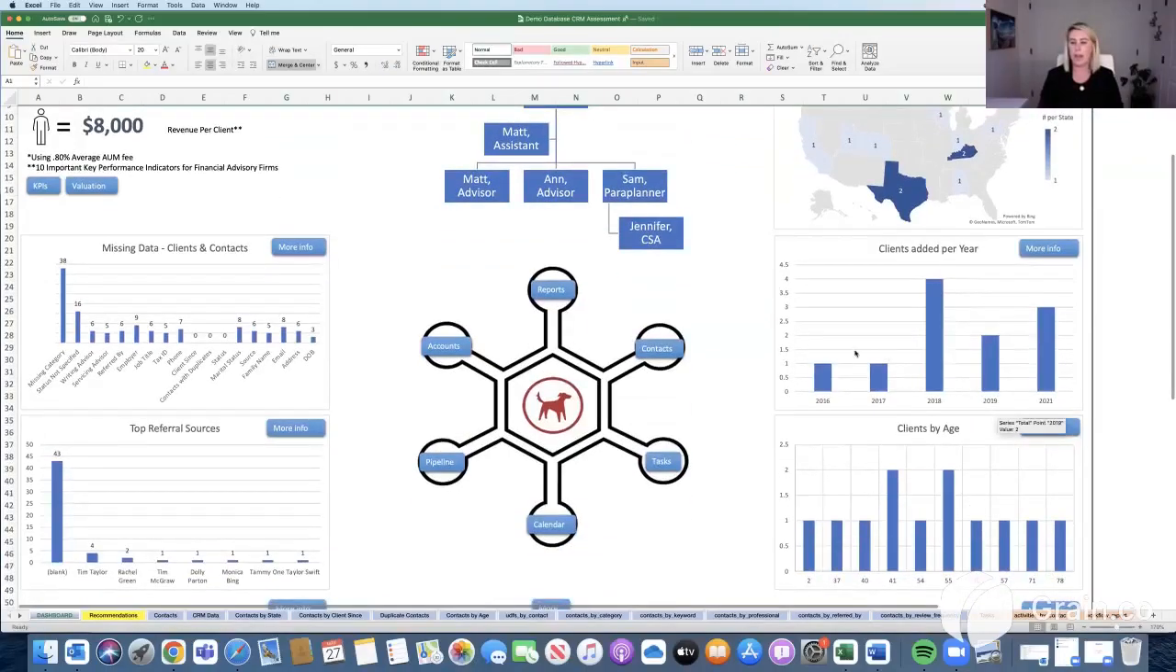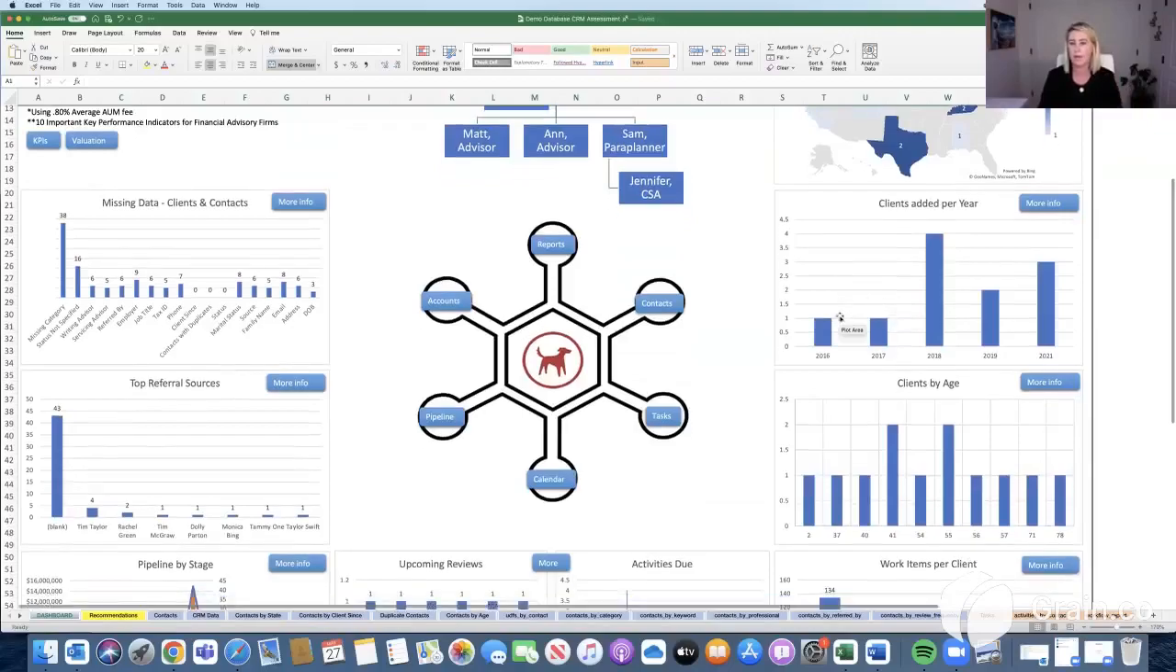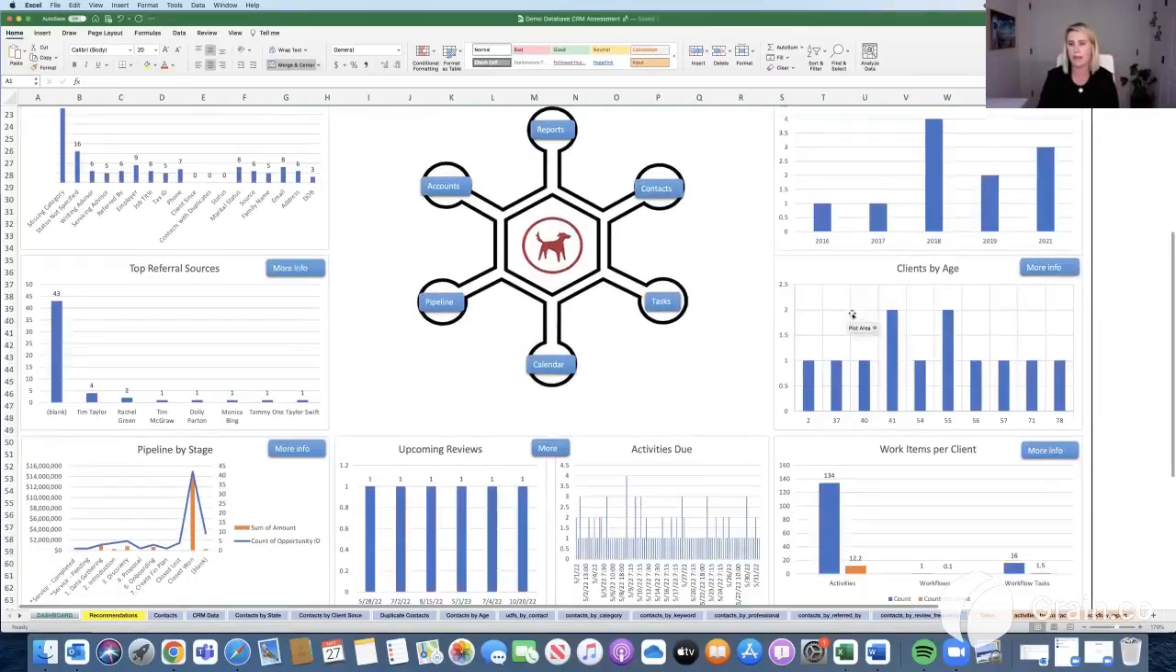Same thing here, looking at clients added by year. This is something that comes up from advisors a lot, wanting to be able to track new business over a period of time. And that is possible within your CRM as long as we label contacts accordingly. Again, just pointing out the importance of having consistent information, clean data within your CRM.